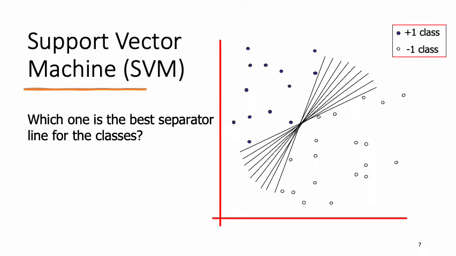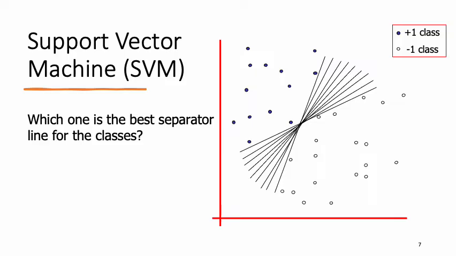When Vapnik and his colleagues focused on a two-class dataset in their 1992 study, the first question that came to their mind was, if we were to try to find a separator line separating two classes in a dataset in a two-dimensional space, how many different separator lines could we draw? The answer was very easy. An infinite number of separator lines can be drawn.